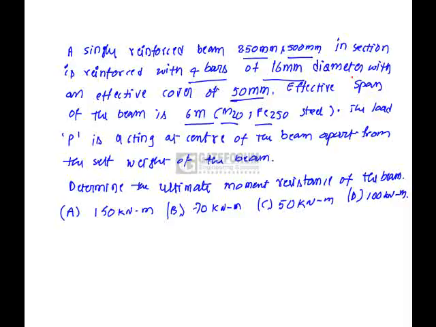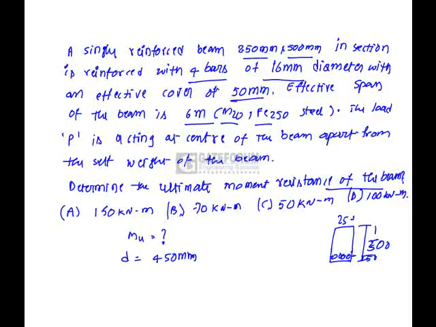What we have to find out? The ultimate moment resistance Mu of the beam. So we know that d, the effective depth, is equal to 450 mm because, if you see the figure, the width is 250 and the entire depth is 500. The effective cover is 50, so the remaining effective depth is 450.